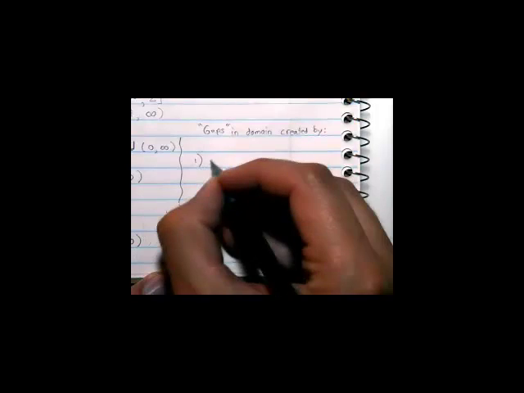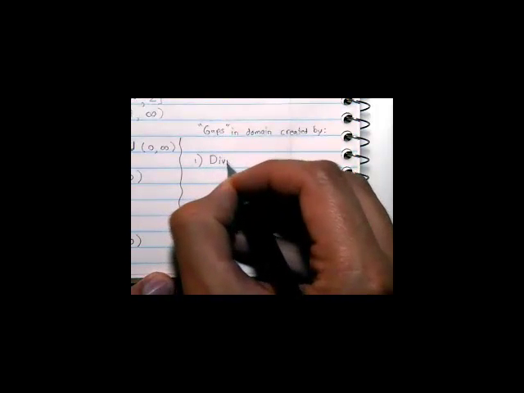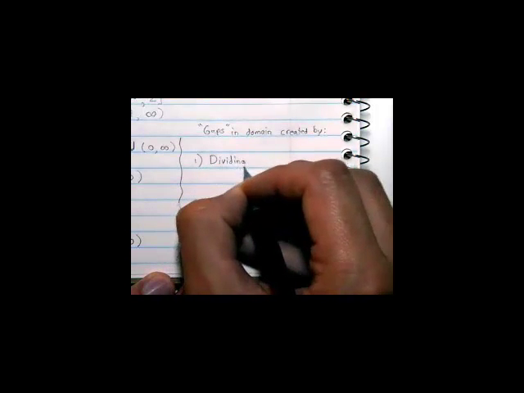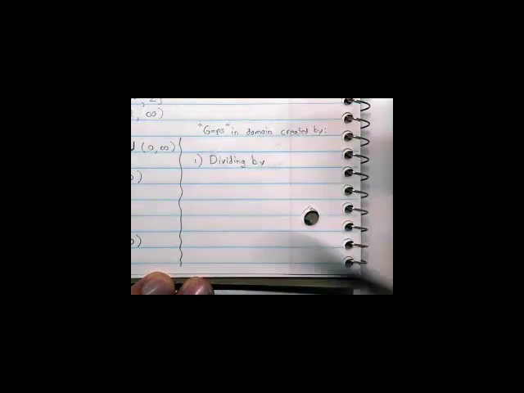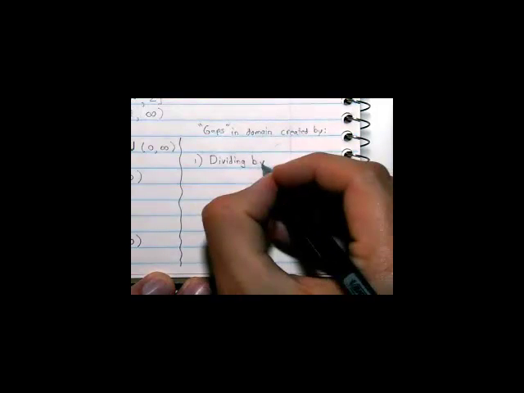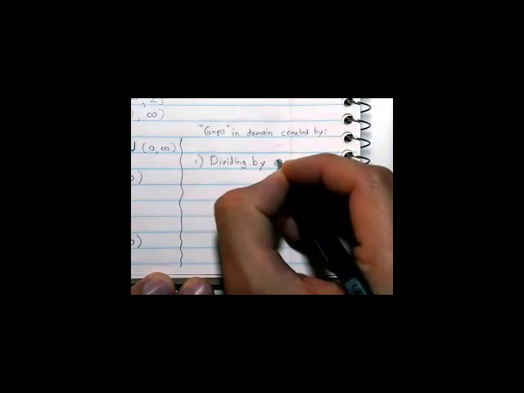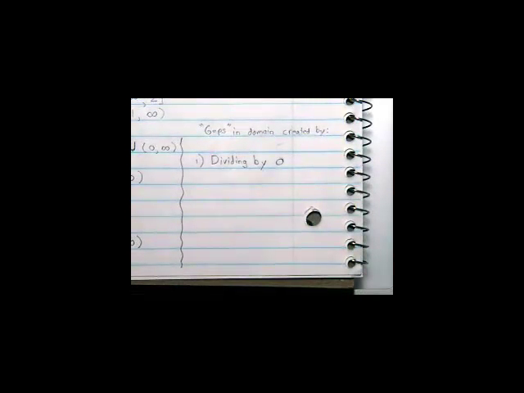Number 1, and we saw a couple examples of this, can't divide by 0. So if there's any kind of a fraction in the problem where x is in the denominator somehow, you're going to be playing with that one.